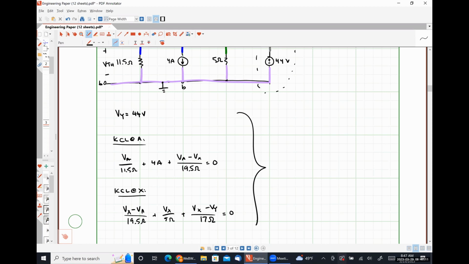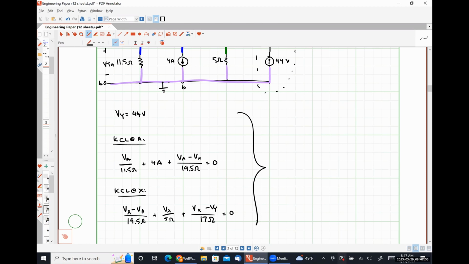The calculator is giving me a syntax error here, so let me think about a way to fix it. 1 over 11.5 is the same thing as 2 over 23, right? And 1 over 19.5 is going to be the same thing as 2 over 39. I think my calculator didn't like decimals in my fractions, so I'm just trying to clear that out.